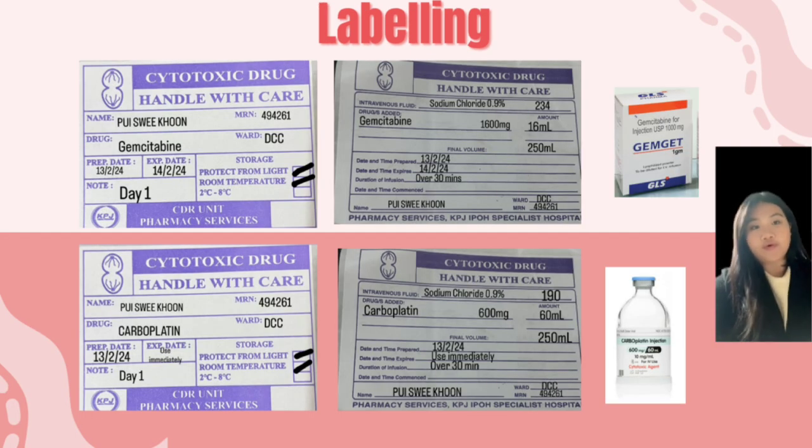So now we move to labeling. Proper labeling is our first line of defense against medication error. As you can see on the label, the patient name is shown, and it will clearly indicate the diluent, 0.9% sodium chloride, and the infusion duration of 30 minutes, as the doctor prescribed.